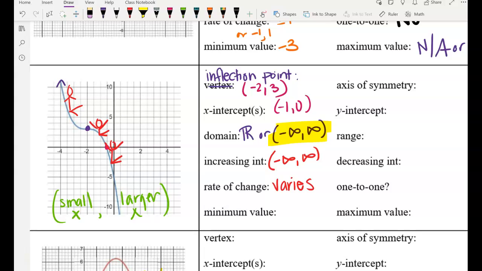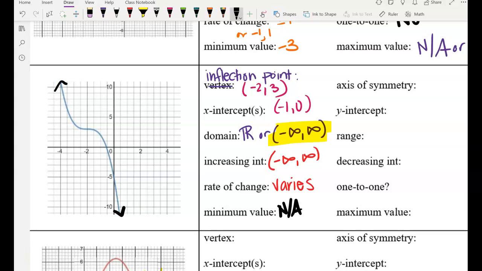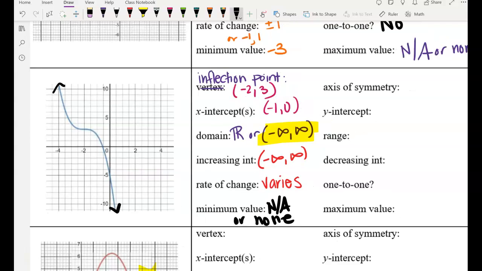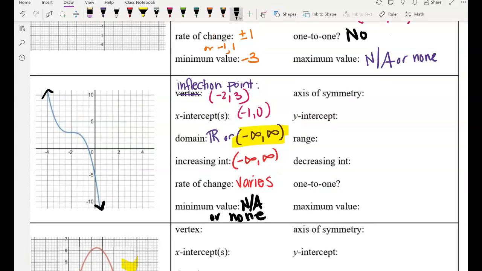Minimum value. Minimum value, students, means, is there a smallest y value that we can pinpoint? And the answer is no. It's about putting arrows on these ends. So the minimum value is NA, or you can write none. Axis of symmetry. An axis of symmetry is a line that divides the graph into perfect halves, and that's not possible. So for this one, we can say none or NA.